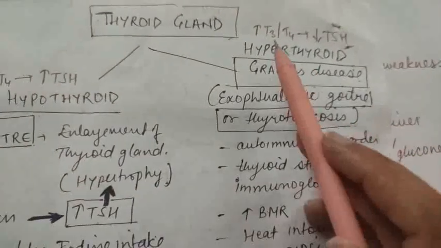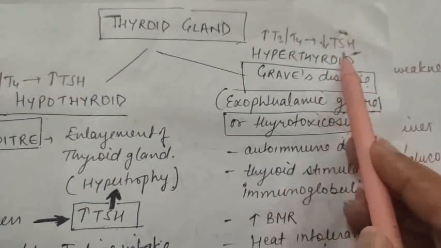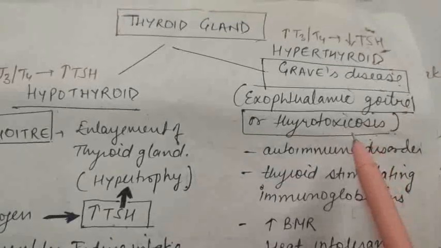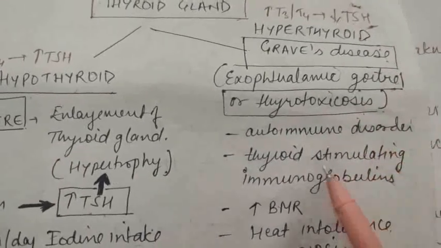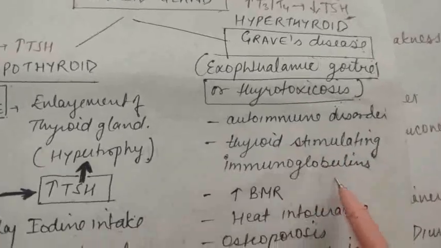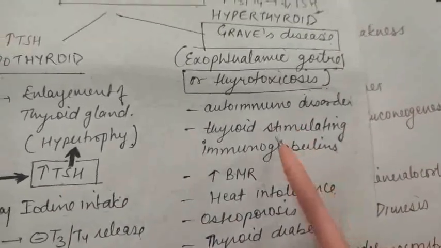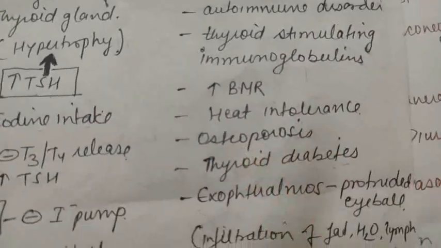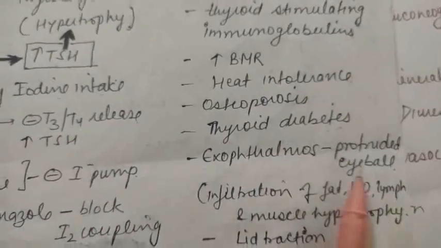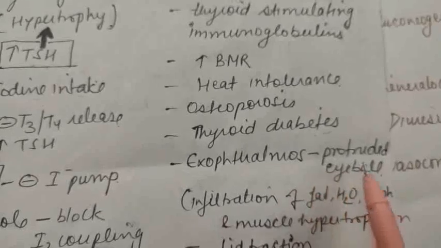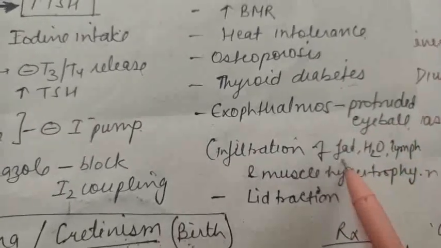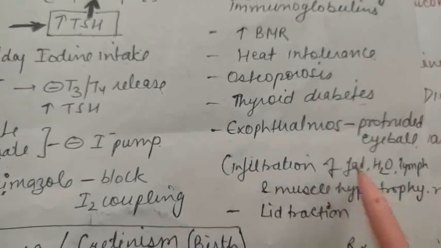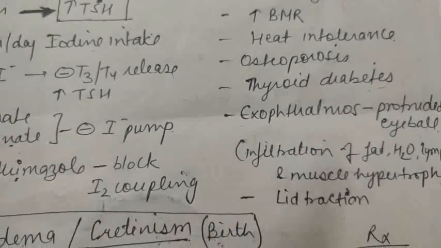Talking about hyperthyroid, obviously thyroid hormone will be more and that's why TSH is less. This is Graves' disease, which is also called exophthalmic goiter, thyrotoxicosis or toxic goiter. It is an autoimmune disorder, and thyroid stimulating immunoglobulins are formed which stimulate the thyroid gland, and that's why there is again hypertrophy. There is increased BMR, heat intolerance, osteoporosis can occur, diabetes, hyperglycemia, and exophthalmos, a protruded eyeball, because of infiltration of fat, water, lymph and muscle hypertrophy. Lid retraction can occur.